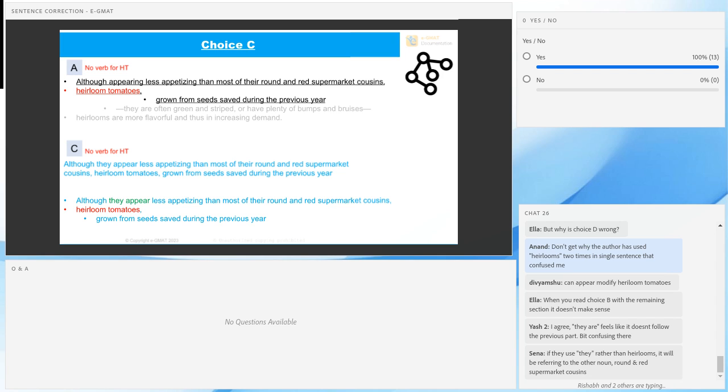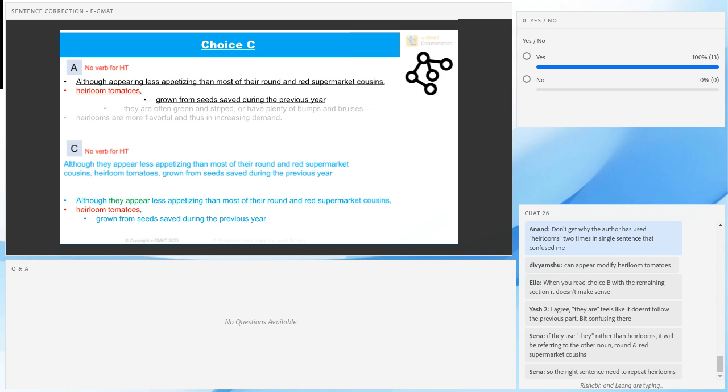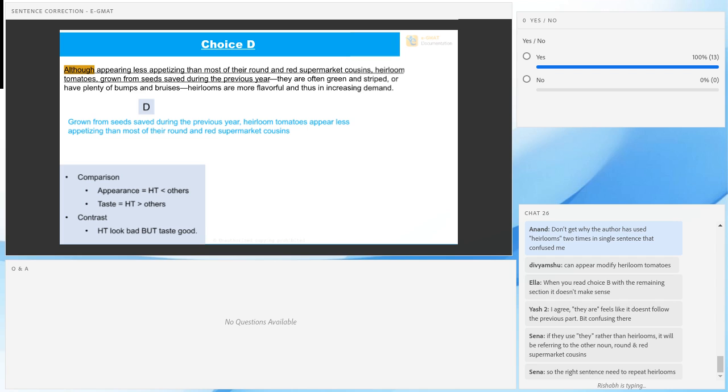Now look at choice C. Now choice C was not selected by very many people. Okay. Choice C, again, there is no verb for heirloom tomatoes. In fact, the structure of choice B is very similar to the structure of choice A. Okay. Choice D is wrong. Why? Because there is no contrast whatsoever. Okay. There is no contrast at all. So that is why this is wrong.